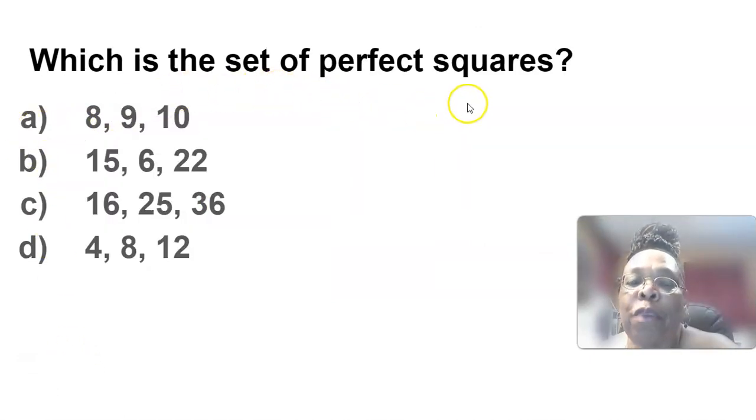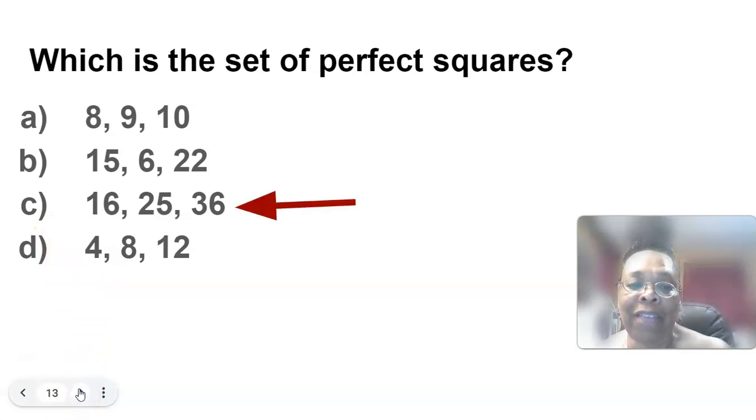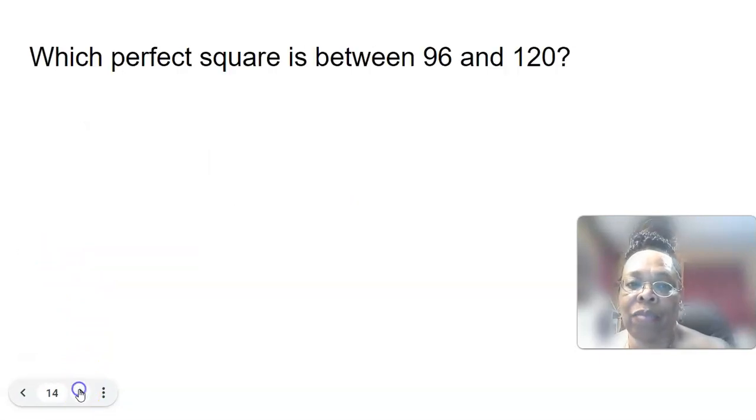Which is a set of perfect squares? We can eliminate the first one because nothing times itself gives us 8 as a whole number. Nothing times itself gives us 15 as a whole number. Here, 2 times 2 gives us 4, but nothing times itself gives us 8 again. So the best answer is C. 4 times 4, 5 times 5, and 6 times 6.